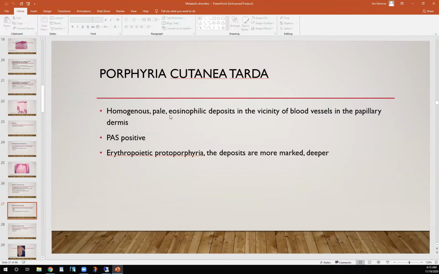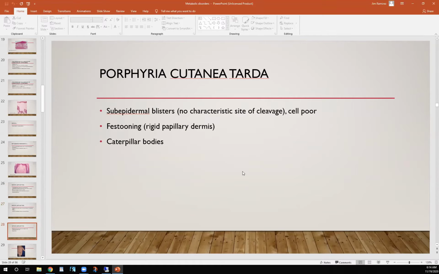So what do we see? We see homogeneous pale eosinophilic deposits in the vicinity of blood vessels. It seems to be a common theme that a lot of blood vessels tend to be involved in these conditions. This is in the papillary dermis, and of course you'll get the classic subepidermal cell-poor blister, which I'll show you examples of. This is PAS positive material, and as I showed you, erythropoietic protoporphyria can have much more extensive deposition compared to PCT.